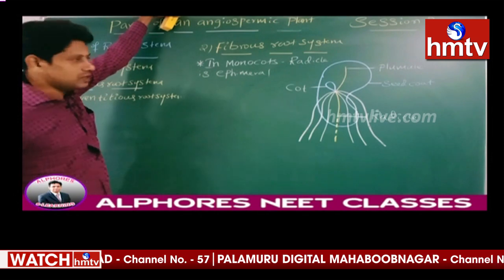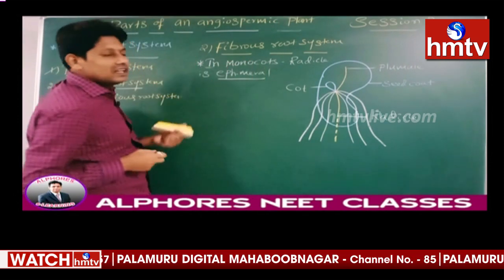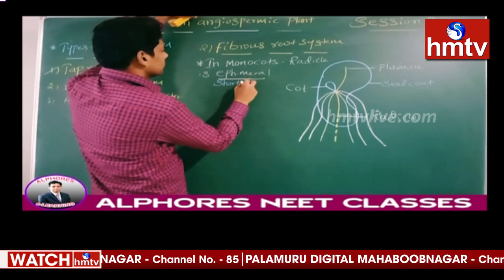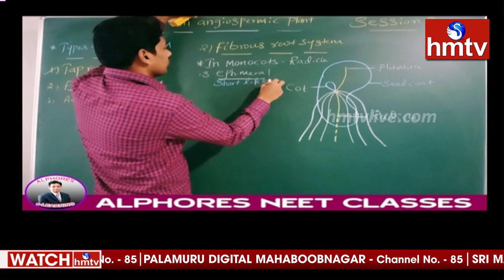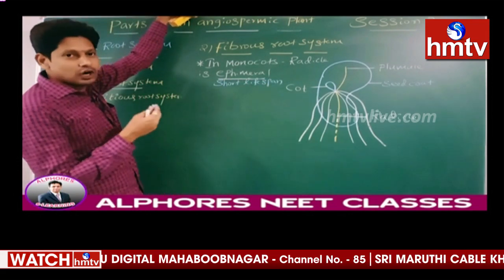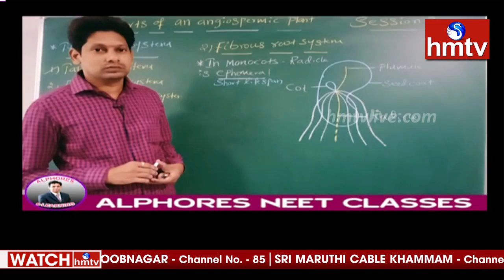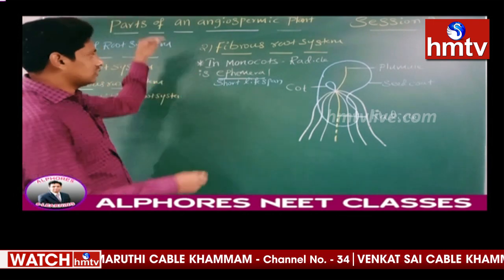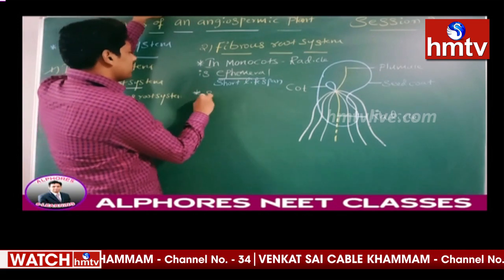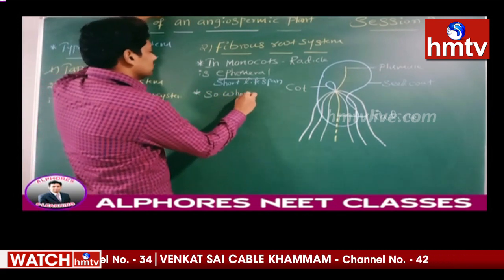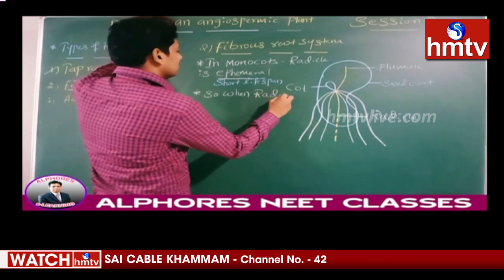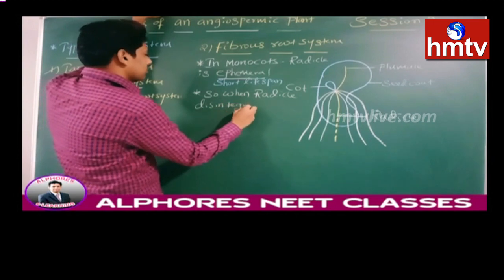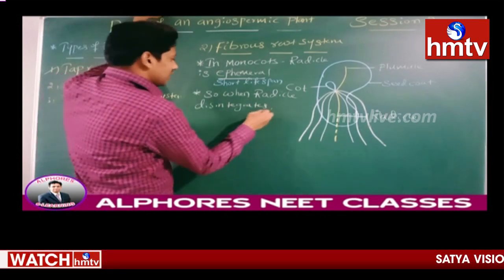What is the meaning of ephemeral? Short lifespan, right? It means it is short-lived. In monocots, the radicle is ephemeral, that is, short-lived, with a short lifespan. So when the radicle disintegrates, what happens?